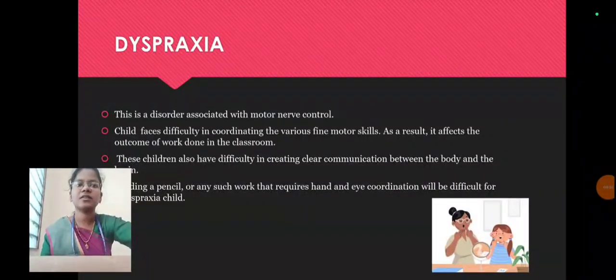Dyspraxia. Dyspraxia is a disorder associated with motor nerve control, and the child faces difficulty in coordinating various fine motor skills. So it affects the outcome of work done in the classroom. There is difficulty in creating clear communication between the body and the brain, and they won't be able to hold a pencil, so they have difficulty with tasks which require hand and eye coordination.